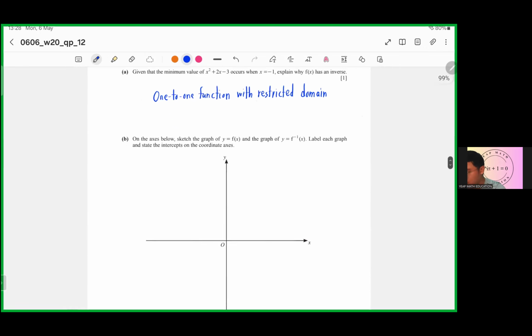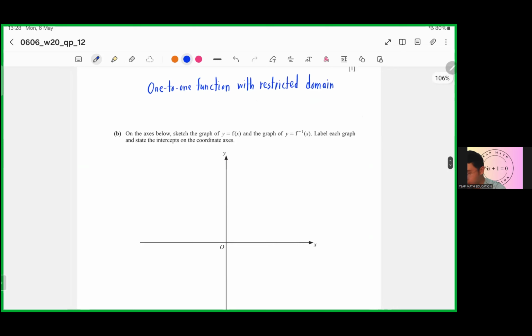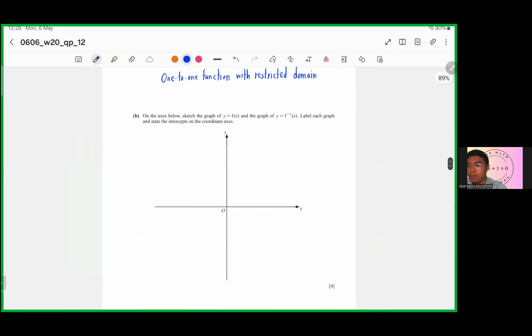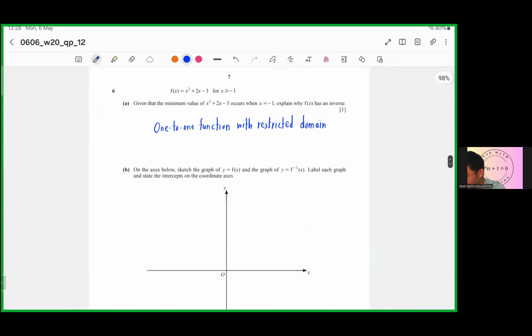Now we look at question B. On the axes below, sketch the graph of y equals f(x) and the graph of y equals the inverse function of f(x). Label each graph and state the intercepts on the coordinate axes. So now we just take this part, sketch. Because they say negative one is the minimum value, right?